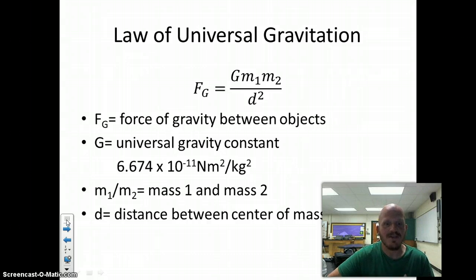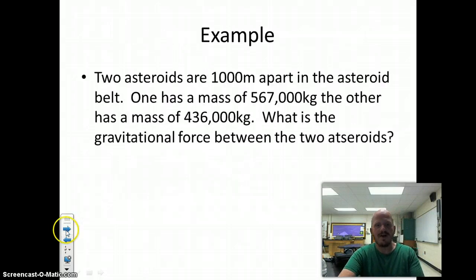It's 6.674 times 10 to the negative 11th. If you don't remember that, it's one of the constants given to you on your reference table. I don't know if the one on your reference table is 6.67 or 6.674. You can look at that tomorrow on your own and see. So let's look at an example of this and see what it really looks like.